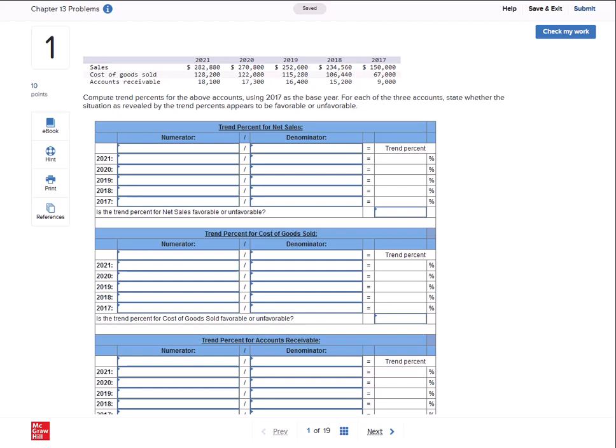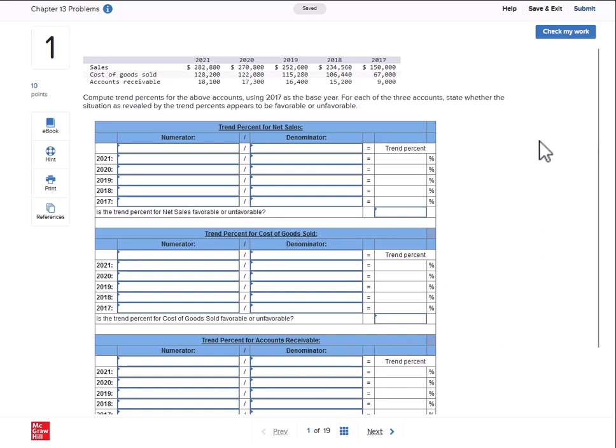Hello everyone, we're going to solve a problem together. In this problem, we are going to be computing trend percentages based on some information given. In this case, they're giving us sales, cost of goods sold, and accounts receivable information for the past 5 years, and we want to compute each of those accounts, sales, cost of goods sold, and receivables based on a trend.